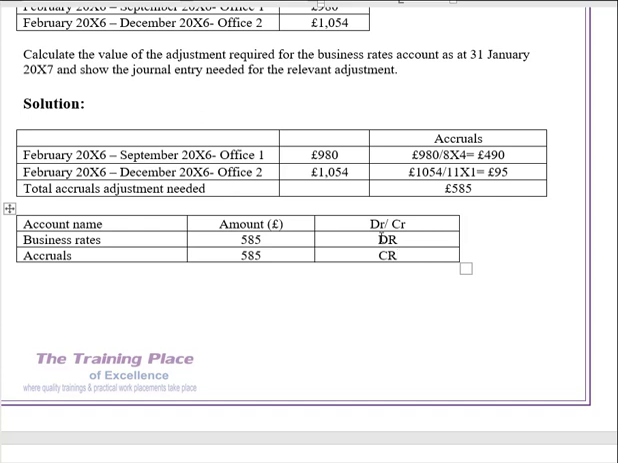Remember, accruals is a liability in your hands. And if it is increasing, I have not yet paid, you are owing somebody. That means accruals will be a credit balance, a liability. The expense hasn't shown the full year's expense. And I want it to show the full year's expense, so I will debit the relevant expense, which is, in this case, business rates. I hope this has been useful.